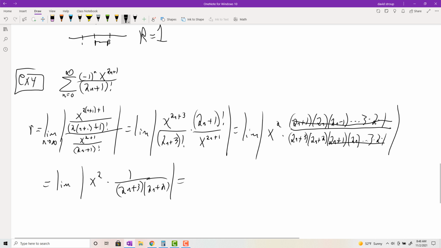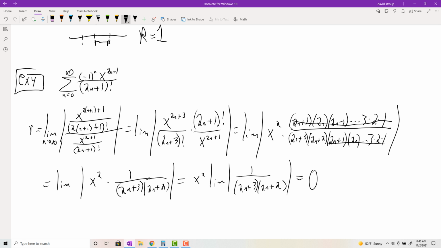So the absolute value of x squared, which is just x squared, out in front of the limit, times 1 all over 2n plus 3 times 2n plus 2. And this part, the limit goes to 0, because you have L over infinity. So you have some number squared times 0. That will always be 0. Okay, so the R value is less than 1 for all values of x. In other words, everything will converge in this case.